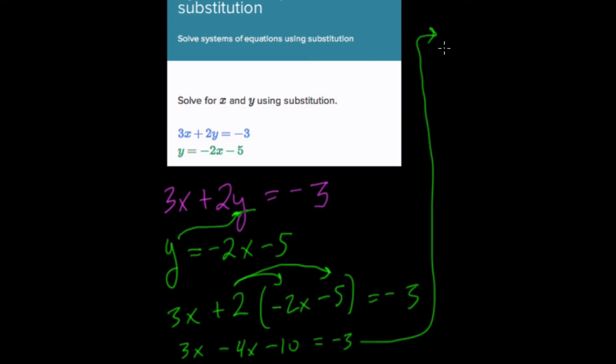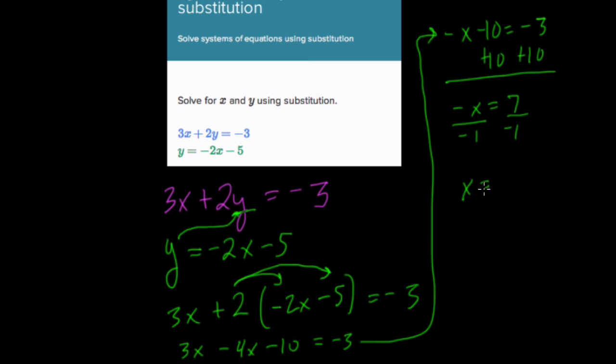So we have 3x minus 4x, that's negative x, minus 10 equals negative 3. So solving for x, I add 10 to both sides, and we get negative x equals 7. Divide both sides by negative 1, and x equals negative 7. In the second equation, it said that y equals negative 2x minus 5. We know that the x is negative 7, so negative 2 times x, or negative 2 times negative 7, minus 5 gives us our y value. That's negative 2 times negative 7, that's positive 14. 14 minus 5 equals y, and y equals 9.